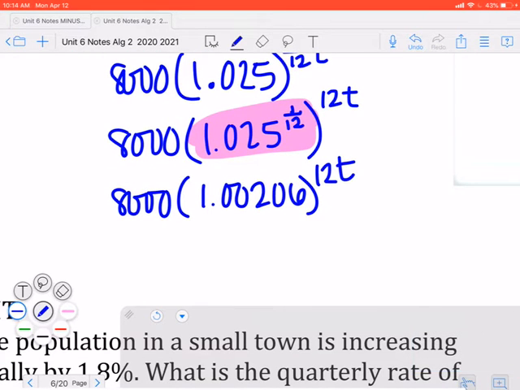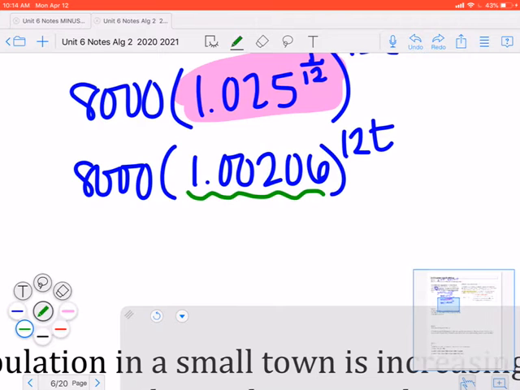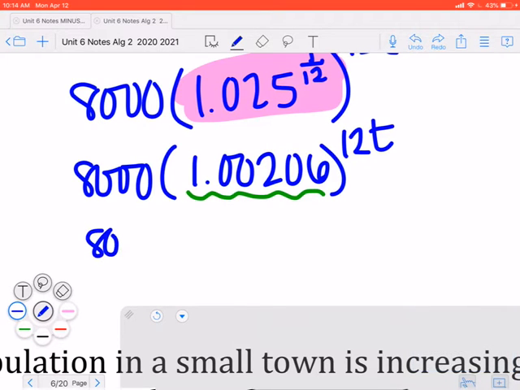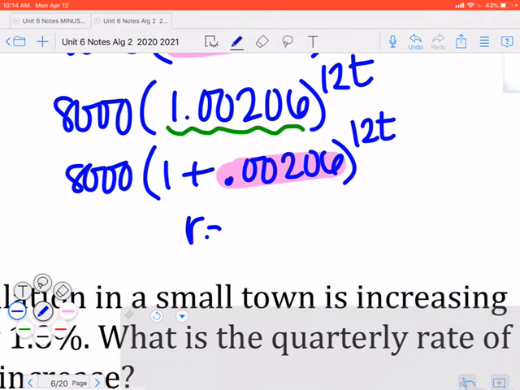Now I'm going to take this part again and separate it back out into the 1 plus so I can have the r value. 8,000. Instead of 1.00206, that's 1 plus 0.00206. And so now this is the r value. That tells me that r is 0.00206, which then I'm going to put back to being a percentage. So I move the decimal 2 places to the right.